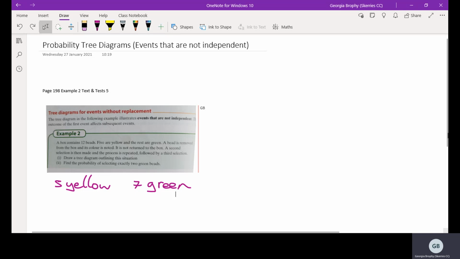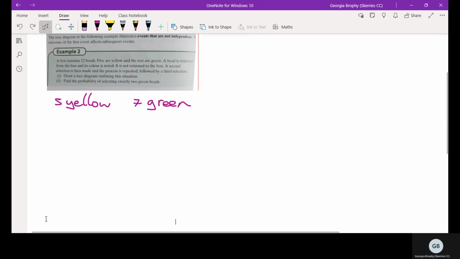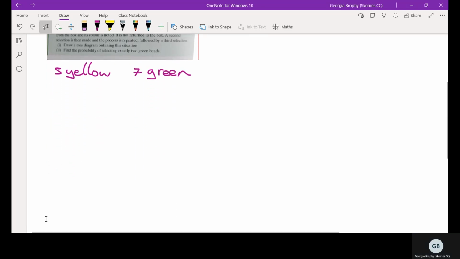Okay, first thing we're asked to do is draw a tree diagram. So let's get started with that. Okay, what actually happens? A bead is removed from the box and its colour is noted. It is not returned to the box. This is very important that it's not returned to the box. A second selection is then made and the process is repeated, followed by a third selection.